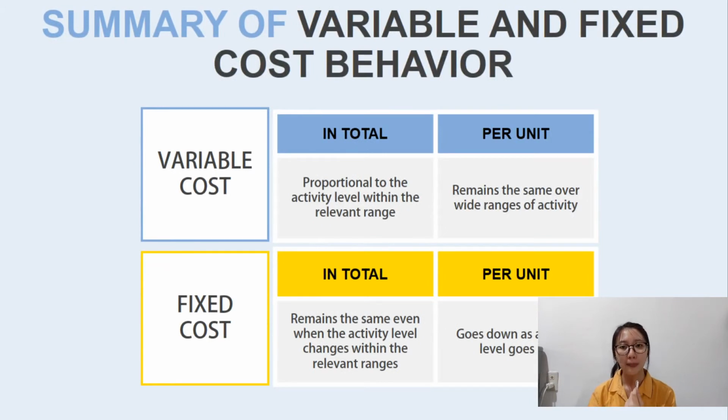And then the next one is the summary of variable and fixed cost behavior. Some people cannot differentiate between variable cost in total and variable cost per unit, or fixed cost in total and fixed cost per unit. So here, I will explain it all. Please listen carefully. Variable cost in total is proportional to the activity levels. Meanwhile, the variable cost per unit remains the same over a wide range of activity. Fixed cost in total remains the same even when the activity level changes within the relevant range. Meanwhile, the fixed cost per unit goes down as the activity level goes up and goes up as the activity level goes down.